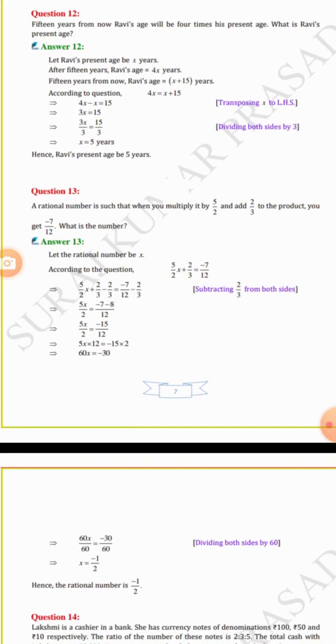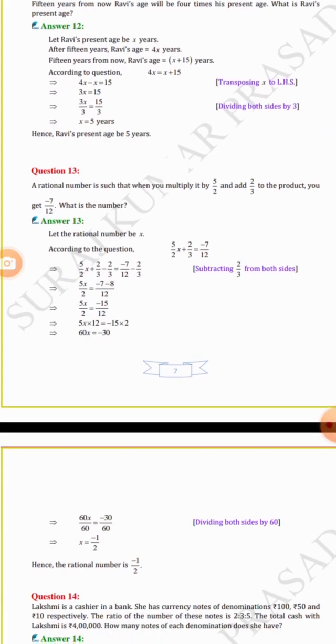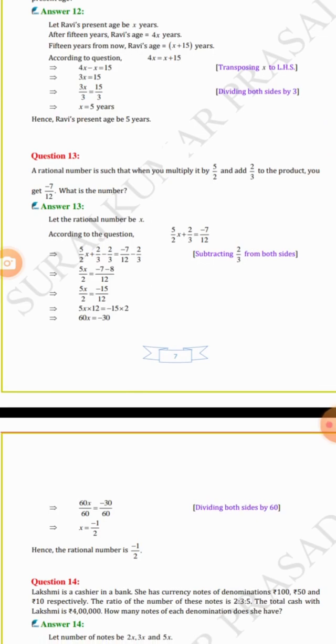Subtracting 2 by 3 from both sides, we get 5 by 2x plus 2 by 3 minus 2 by 3 is equal to minus 7 by 12 minus 2 by 3. Then we get 5x by 2 is equal to minus 7 minus 8 by 12. Then 5x by 2 is equal to minus 15 by 12. Then 5x into 12 is equal to minus 15 into 2, and we get 60x is equal to minus 30.